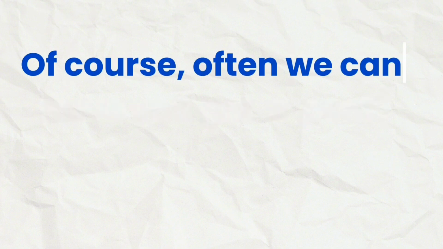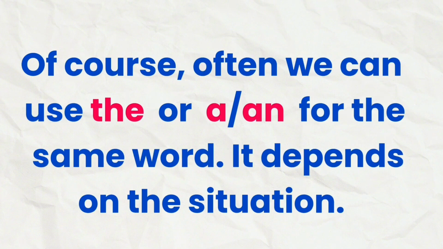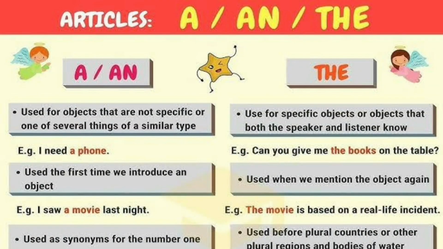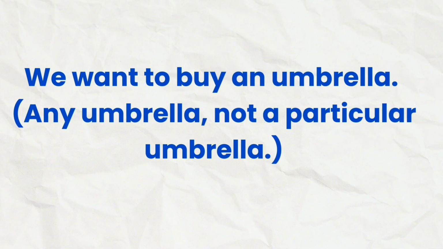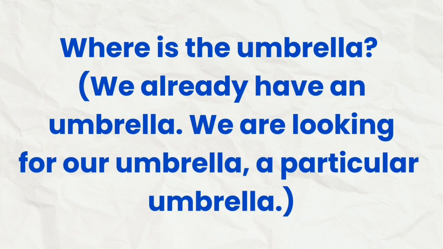Of course, often we can use the or an for the same word. It depends on the situation. Look at these examples. We want to buy an umbrella. That means any umbrella, not a particular umbrella. Where is the umbrella? We already have an umbrella. We are looking for our umbrella, a particular umbrella.